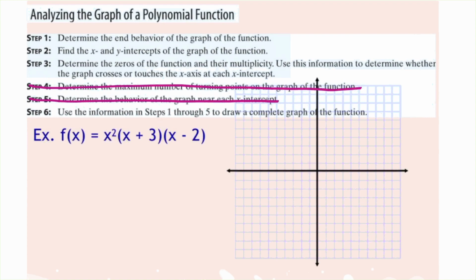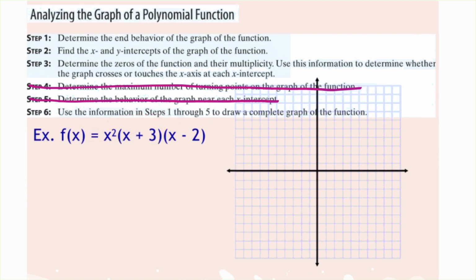So step 1, and this is from your textbook, so I'm just editing it a little bit, determine the end behavior of the graph of the function. If I were to multiply these factors out, this is a squared term, a linear term, and a linear term. So we have x squared times x times another x.